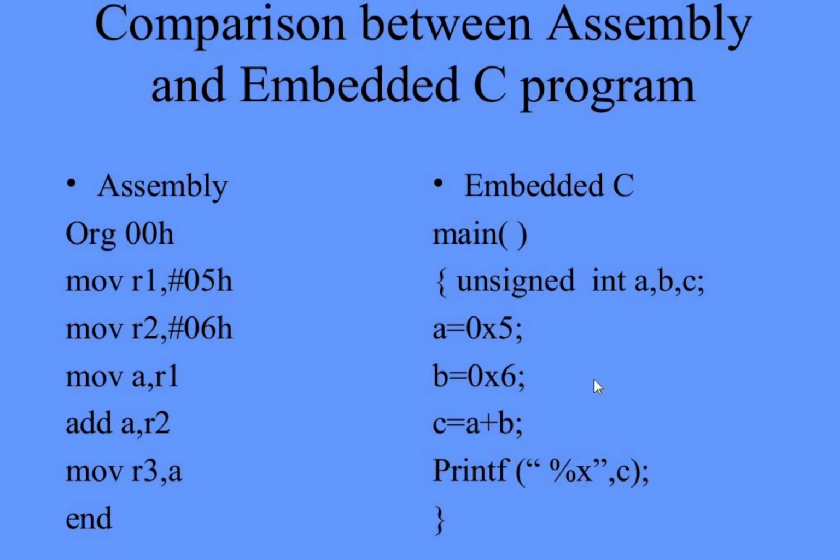In embedded C, the same thing we can write as printf with the format specifier and c, which prints the content of c, our result. In assembly language the END directive is used, and in embedded C we use the closing curly bracket. In this way we can write the program in embedded C instead of assembly language.